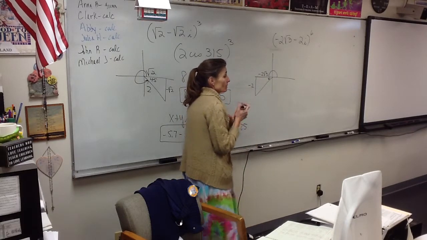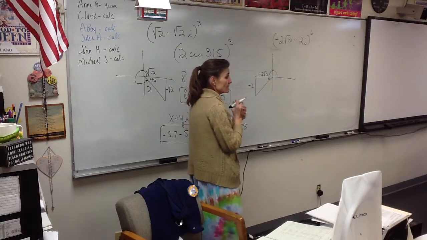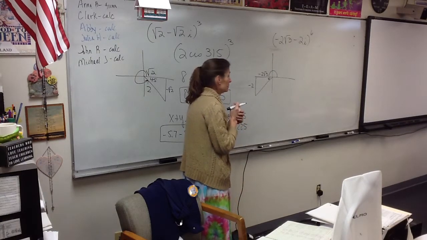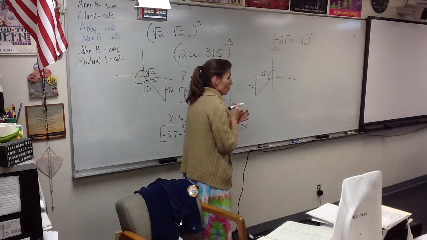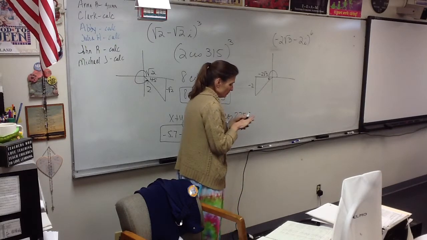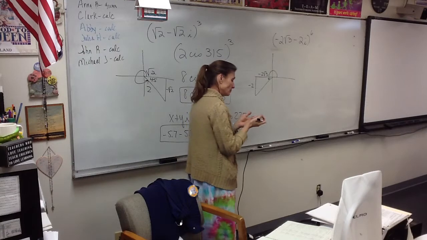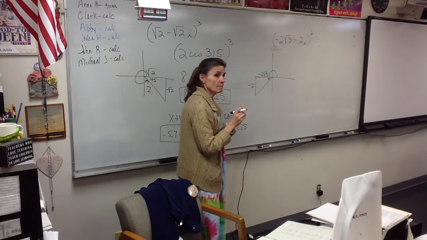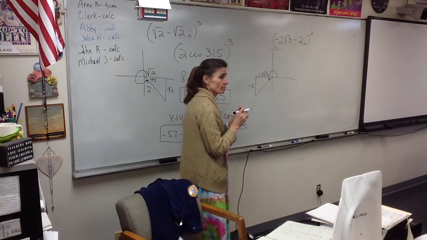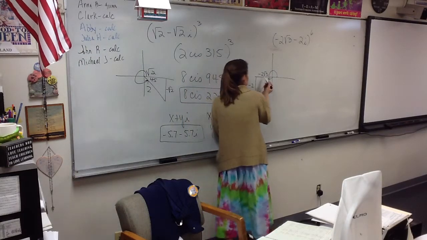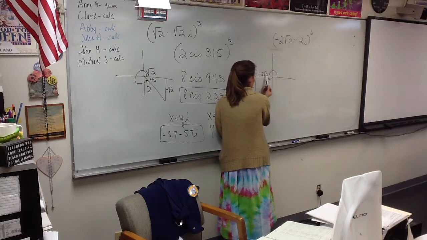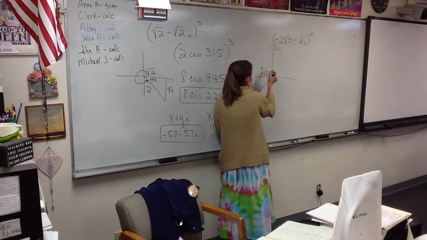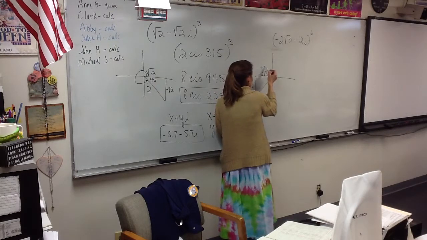Okay, so let's see if we can get this radius right. Any thoughts? It's not root 10. Okay, 4. Let's square this. When you square this, you square both parts. So what's 2 squared? 4. What's root 3 squared? The square root of 9, which is 3.